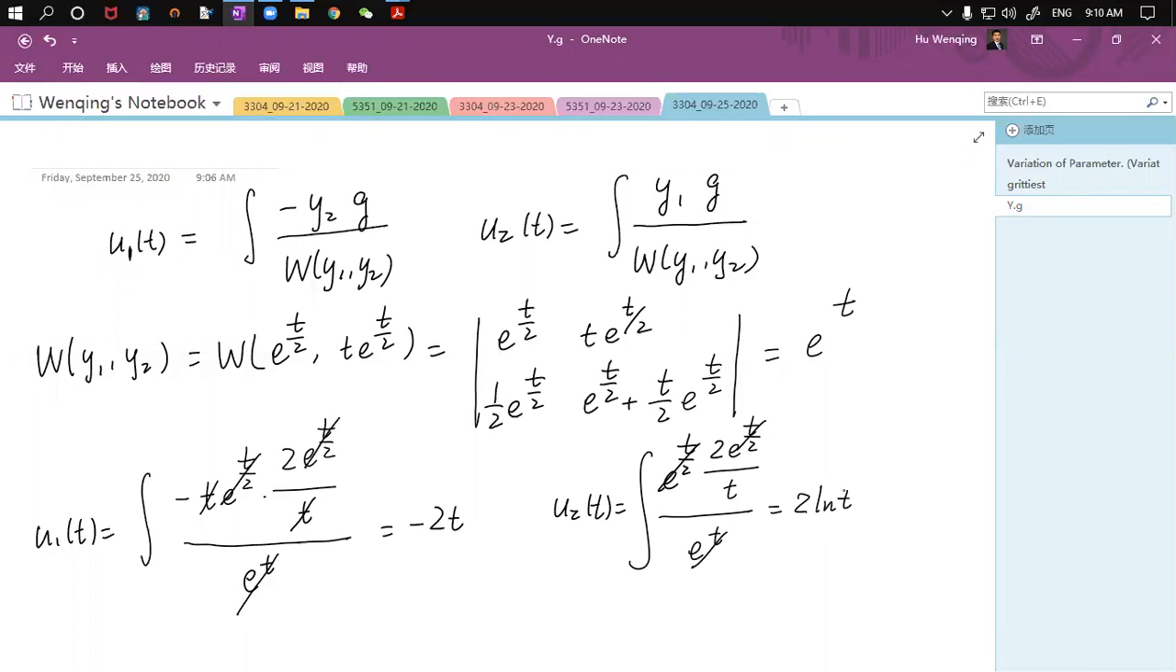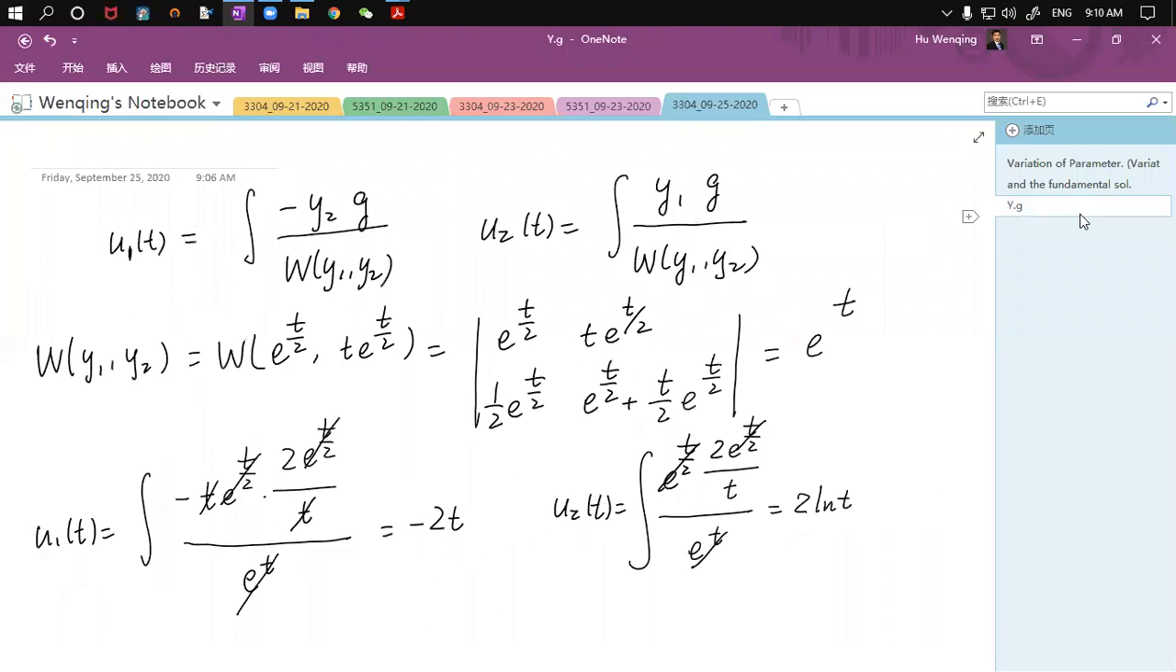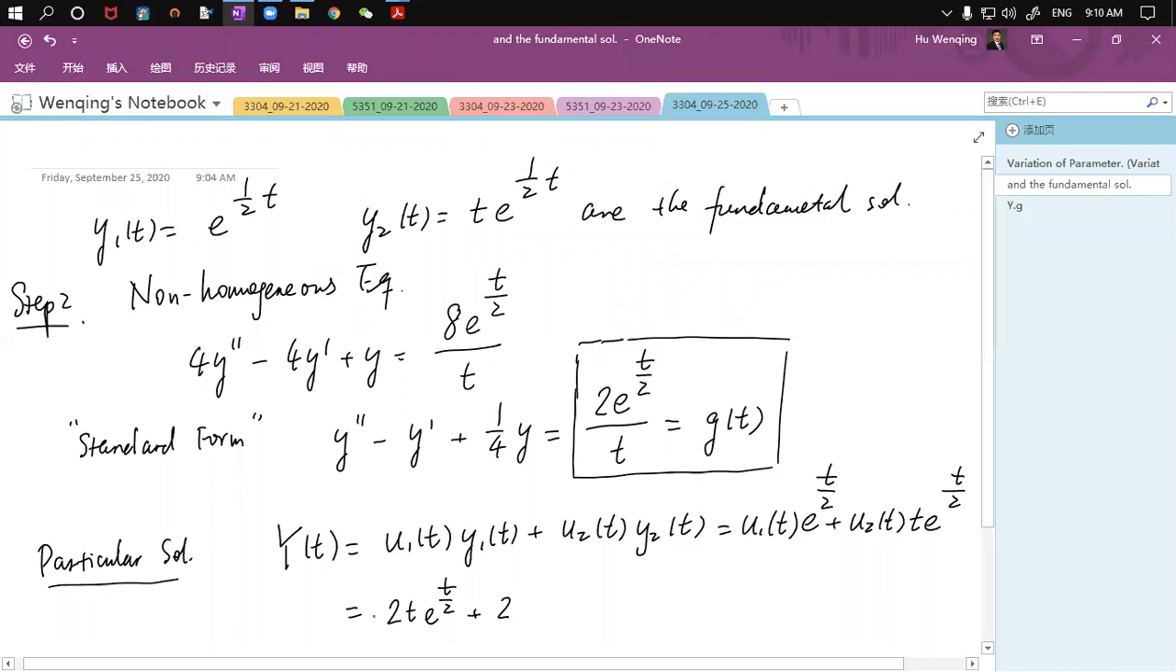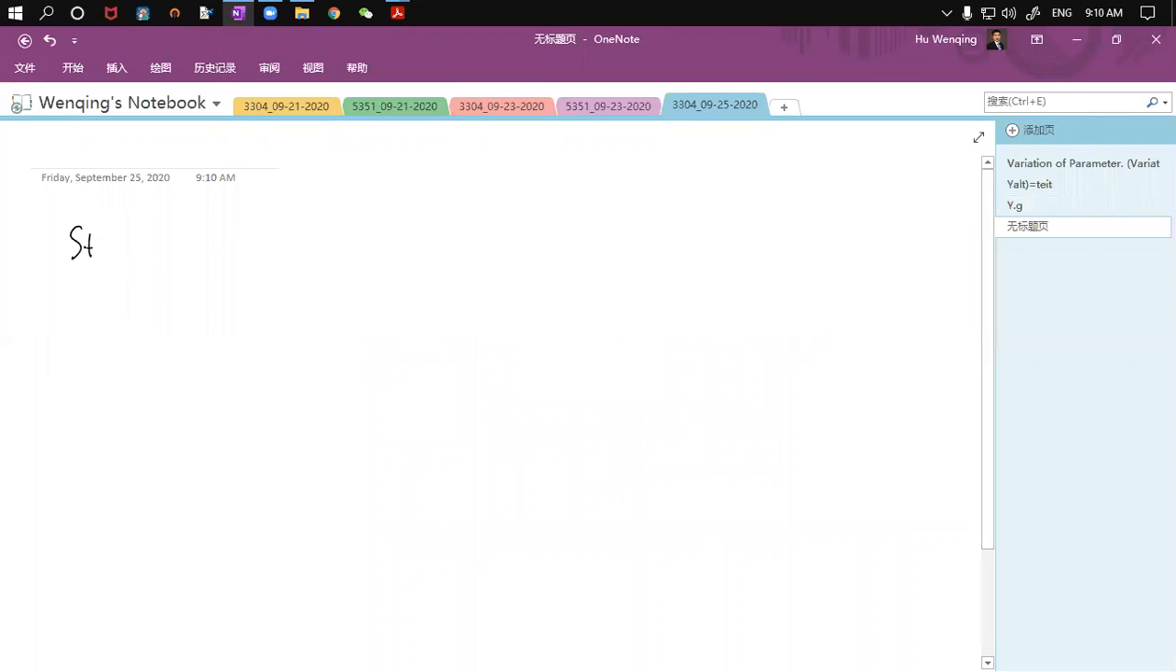Once you have u1(t) and u2(t), you can see that the particular solution can be written as minus 2t e power t over 2 plus 2 times the logarithm of t multiplied by t e power t over 2. So that's going to be your solution. Okay, so the last step is to combine everything, right? So let's say step 3.